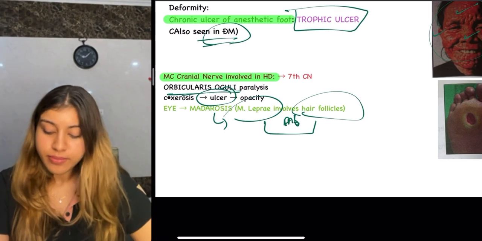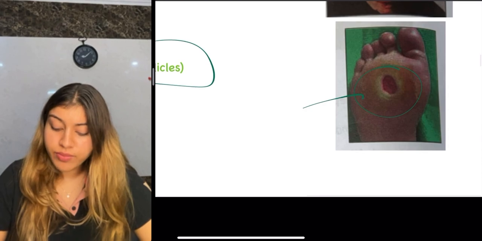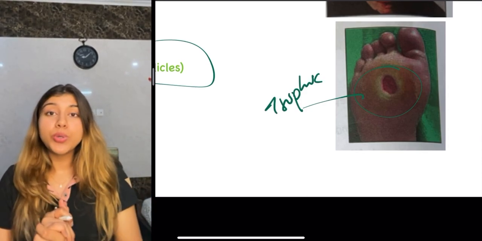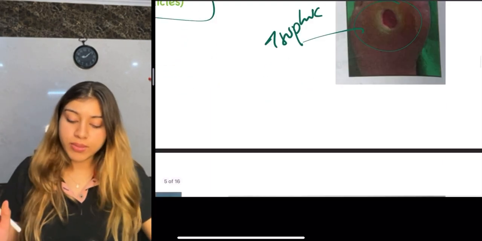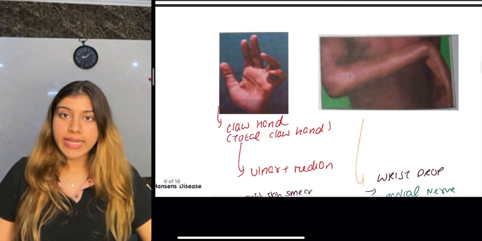That is why this patient will come with orbicularis oculi paralysis as well as lateral side madarosis. You guys can see, this is your trophic ulcer. Why? Because, guys, there is no sensation in here. How is the patient going to know that I'm injured? Right? Common sense.